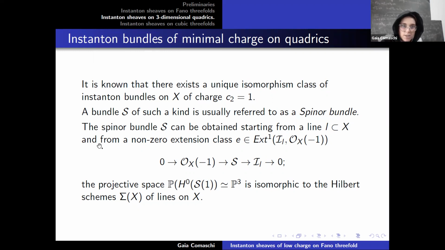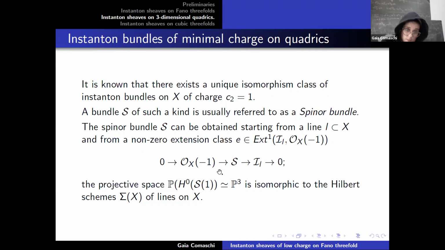And moreover, the spinor bundles can always be obtained starting from a line L on X and taking a non-zero extension class in this Ext group. So in other words, for every line, we have this one-dimensional vector space, we take a non-zero extension, and therefore we have a short exact sequence of this form, whose middle term will be a vector bundle, an instanton bundle of charge 1, therefore the spinor bundle.